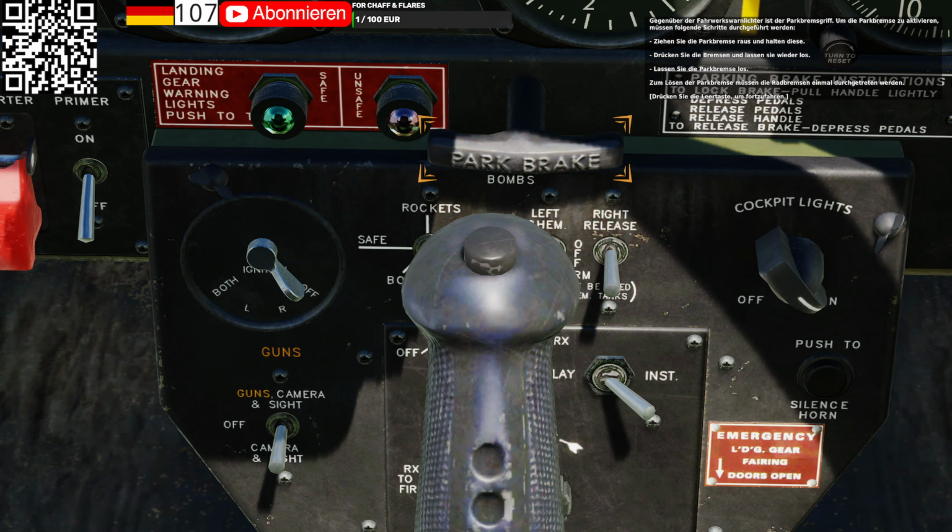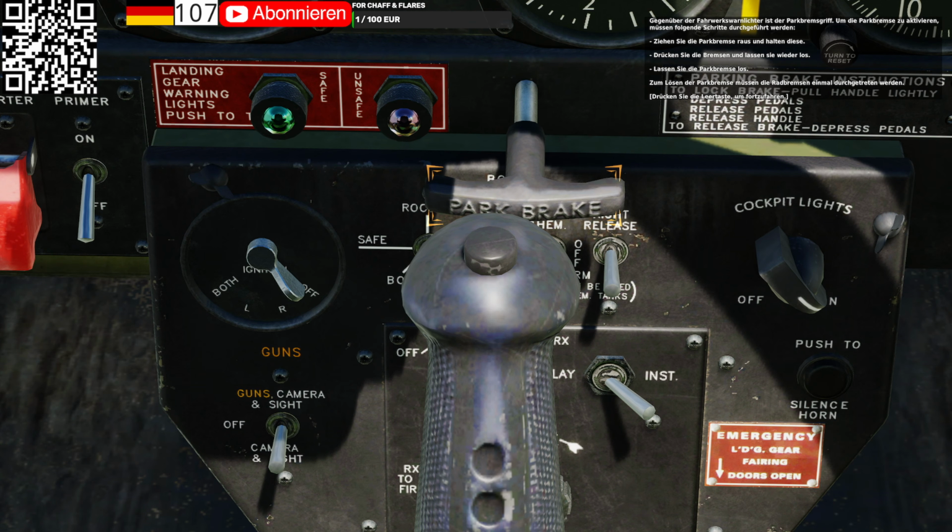Adjacent to the landing gear warning light is the parking brake handle. Setting the parking brake requires the following steps. Pull out and hold the parking brake handle. Fully depress and release the brakes. Release the parking brake handle. Releasing the parking brake only requires a press of the brake pedals.